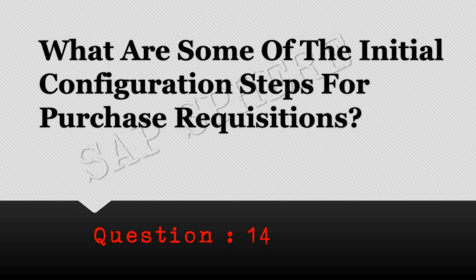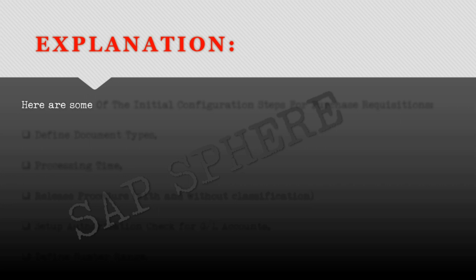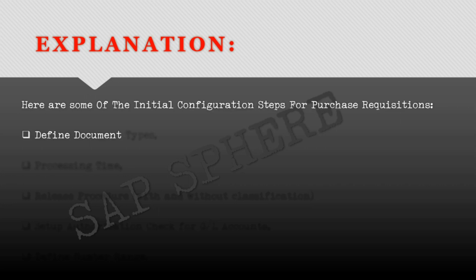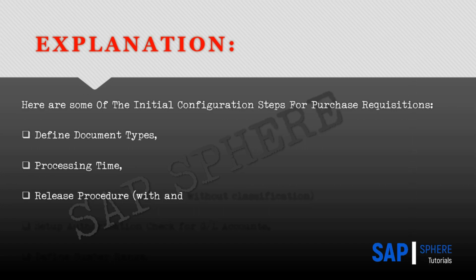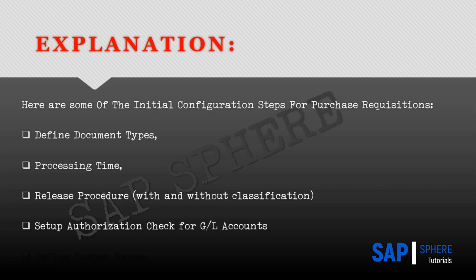What are some of the initial configuration steps for purchase requisitions? Here are some of the initial configuration steps for purchase requisitions. Define document types, processing time, release procedure with and without classification, set up authorization check for GL accounts, and define number range.